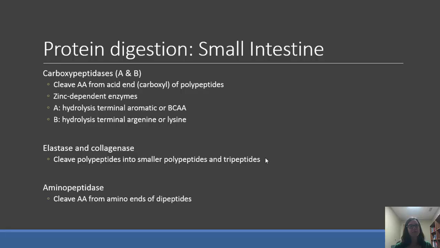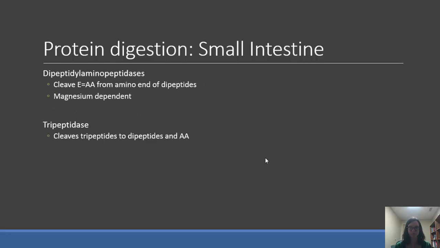Elastase and collagenase cleave polypeptides into smaller polypeptides and tripeptides, and aminopeptidase cleaves amino acids from the amino end of the dipeptide. And then just a couple more: the dipeptidyl aminopeptidases cleave the essential amino acids from the amino end of the peptides, and also depend on magnesium as a cofactor. And tripeptidases cleave tripeptides to dipeptides and free amino acids, as we would expect.